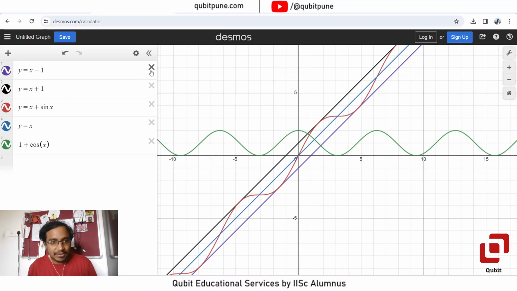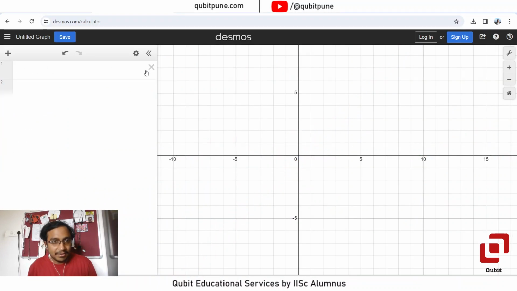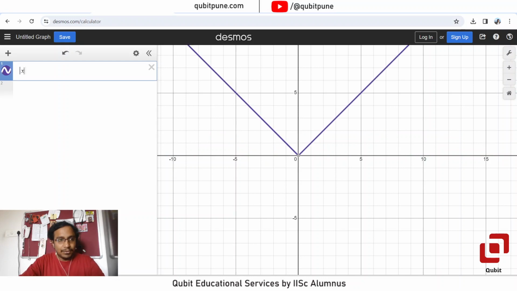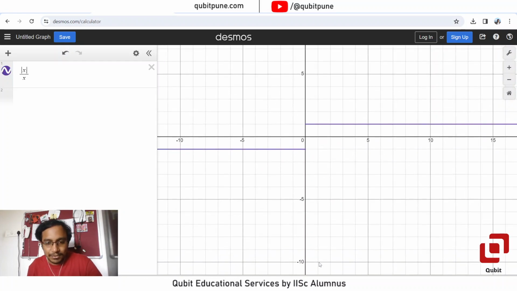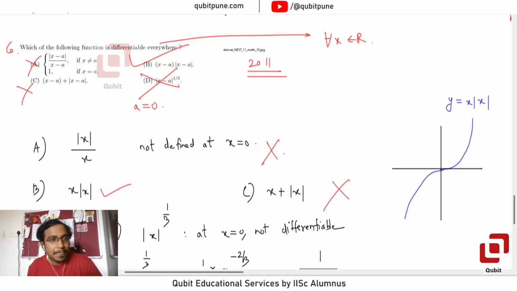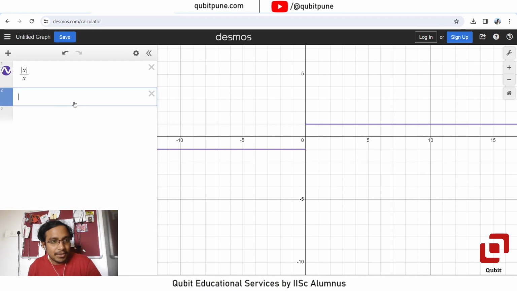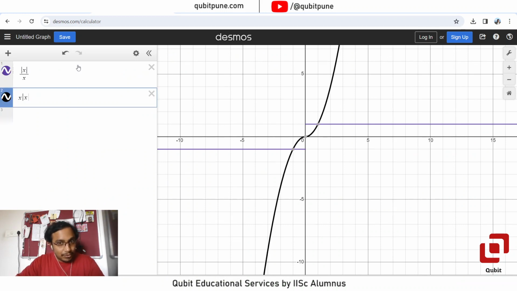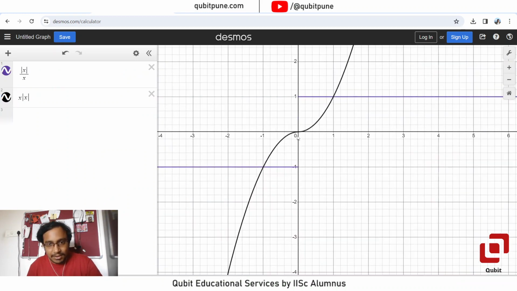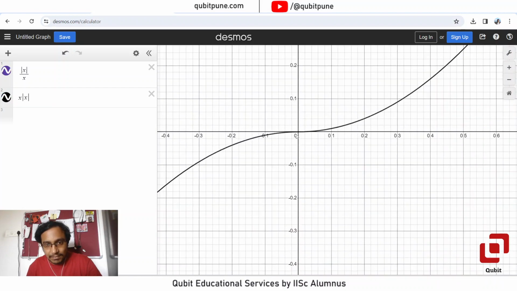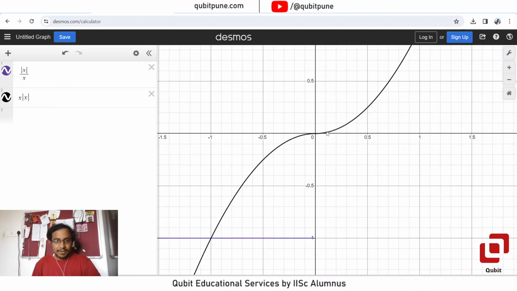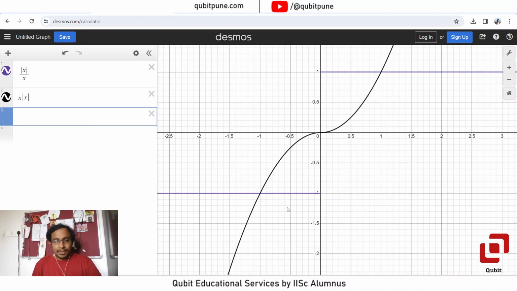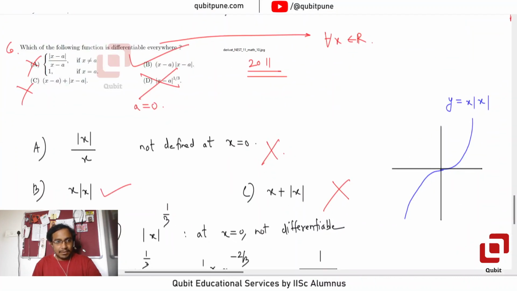Now let us come to the grapher and see. First let's go for mod x by x. It's discontinuous at 0, so no question of being differentiable. X into mod x, that's true, it is differentiable there, because the closer we go to 0, the curve becomes flatter and flatter, right? What other options did we have?